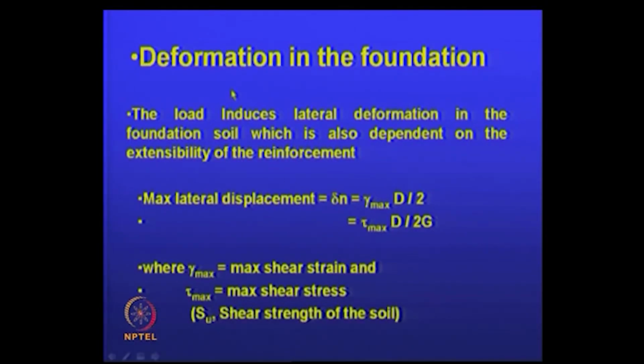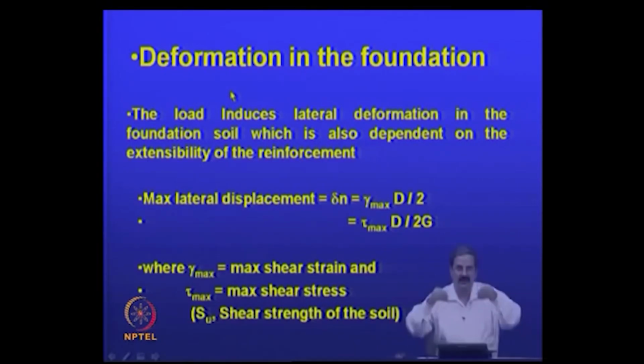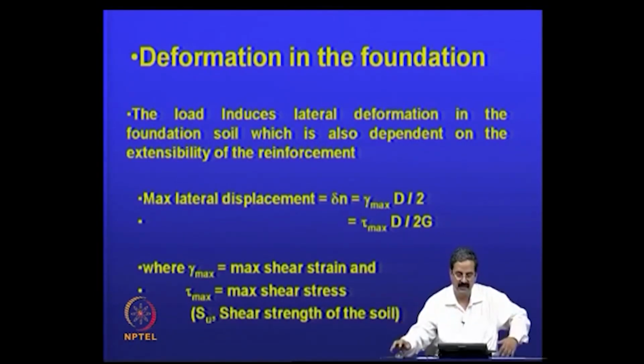And how do you calculate the deformation in the foundation? When you apply load, how much shear strain comes? As I just mentioned, D is the depth of the soft soil. Maximum shear strain we put in terms of gamma max, and we assume a distribution like this, because at the rigid boundary it is 0, and at the top it is maximum. So, we use it by 2. Shear strain is nothing but shear stress divided by the shear modulus, that is, maximum shear stress induced divided by shear modulus. So, you are able to get even how much lateral displacement is taking place.